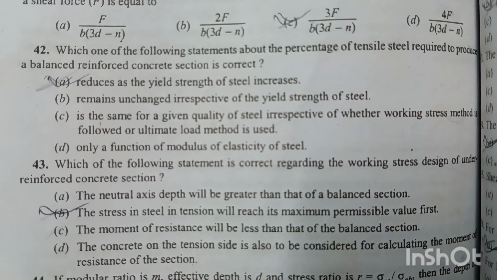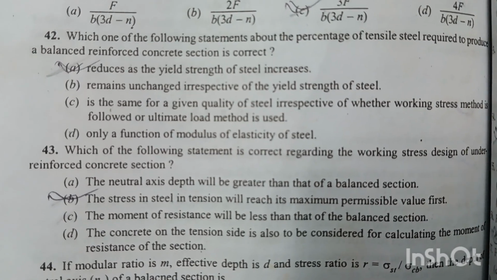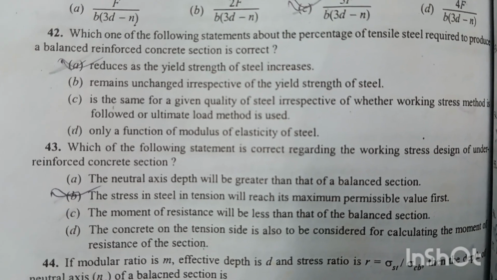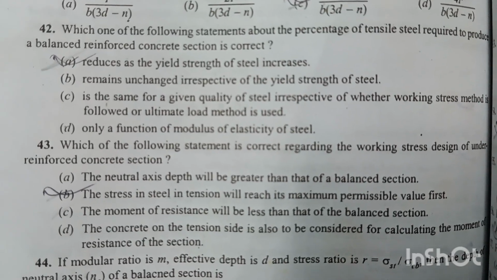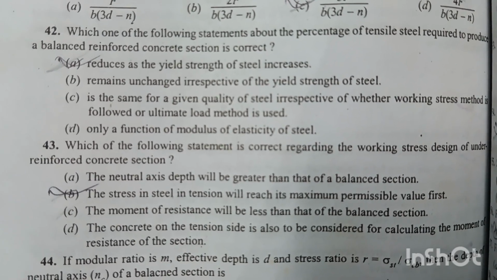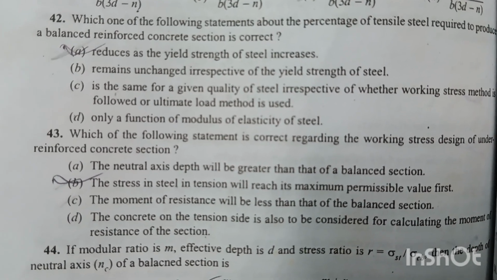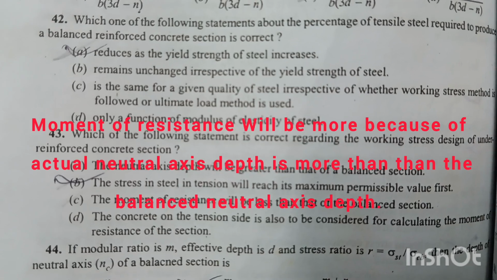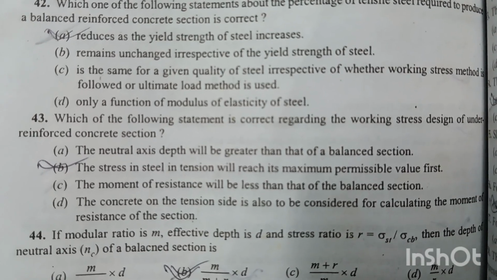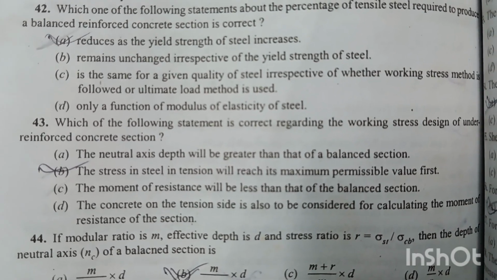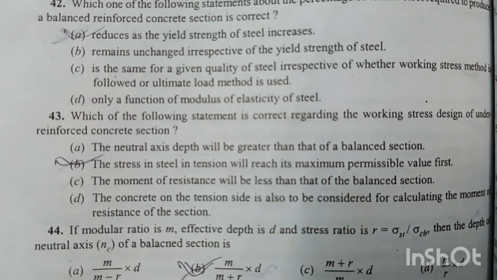Question number 43. Which of the following statements is correct regarding the working stress method of design of an under-reinforced concrete section? Option A. The neutral axis depth will be greater than that of a balanced section. No, it will be less than that of a balanced section. Option B. The stress in steel in tension will reach its maximum permissible value first. Right. Option C. The moment of resistance will be less than that of a balanced section. No, the moment of resistance will be more than that of a balanced section. Option D. The concrete on the tension side is also to be considered for calculating the moment of resistance of the section. No, the steel will be used for calculating the moment of resistance of the section.